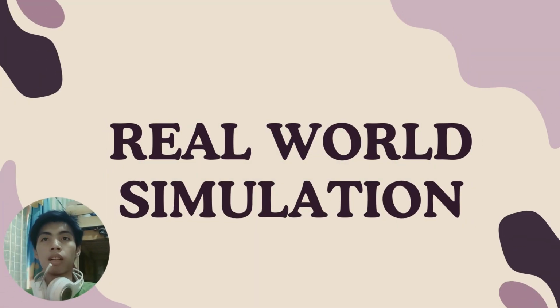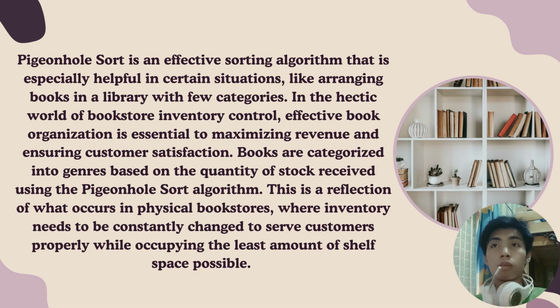I am Mark Negara and I will be discussing the real-world simulation. So, the pigeonhole sort is an effective sorting algorithm that is especially helpful in certain situations, like arranging books in a library with few categories. So, the real-world problem or the scenario that we've come up with is the book arrangement per genre. So, we believe that the pigeonhole sort algorithm is best, or let's say most efficient in sorting the books per genre.